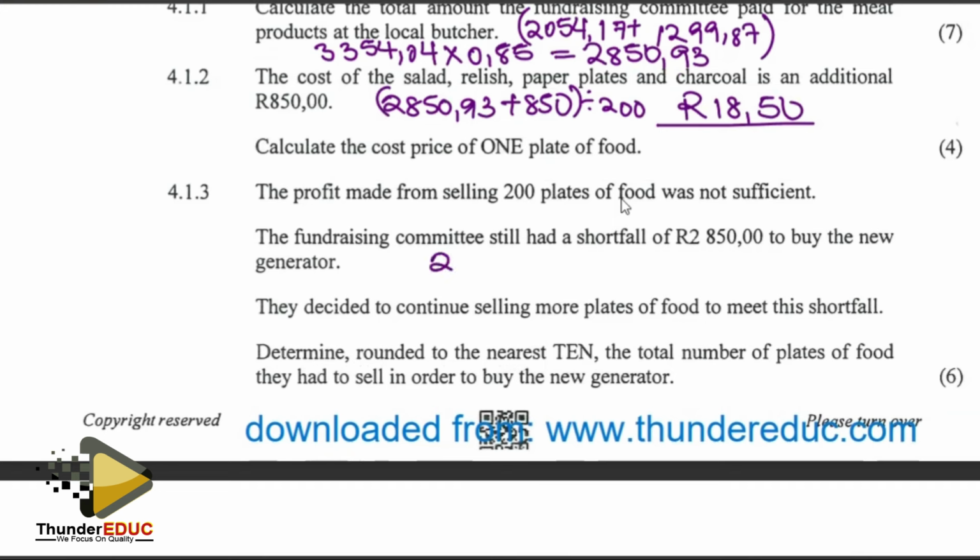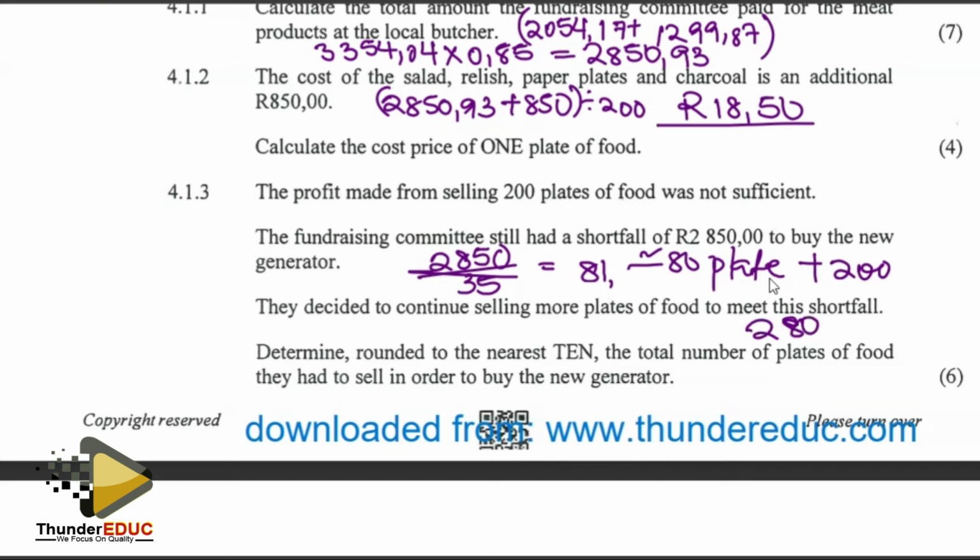This would be, this is what we are having, or they had to sell this. So here you divide by 35 because it's the selling price. So 28 divided by 35, they have 81 plates, which is approximately 80 plates. So 80 plates plus the 200 they will sell. In other words, they will have 28.